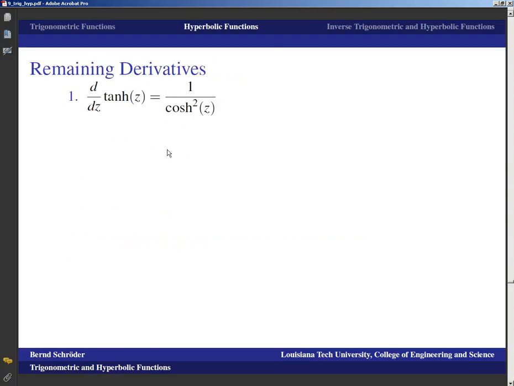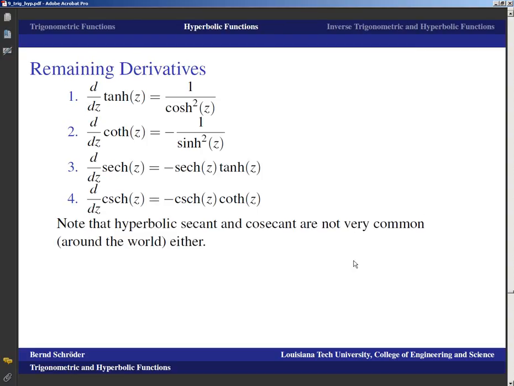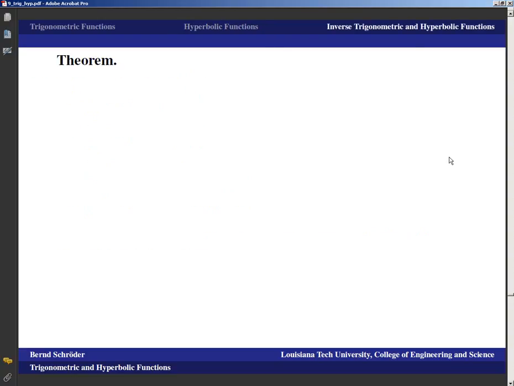Okay, the derivatives of those things. The derivative of the hyperbolic tangent is 1 over cosh squared. The derivative of the hyperbolic cotangent is negative 1 over sinh squared. So again, we've got very similar identities here. And then the derivative of the hyperbolic secant is negative hyperbolic secant times hyperbolic tangent. The derivative of the hyperbolic cosecant is negative hyperbolic cosecant times hyperbolic cotangent. And again, secant and cosecant, okay, that is one of my soapboxes. Secant and cosecant, they really aren't that widely used. If you ever need them, look them up. Okay.